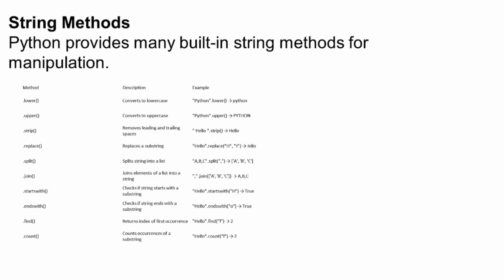Okay. String methods: Python provides many built-in string methods for manipulation of strings. Dot lower, dot upper, dot strip, dot replace, dot split function, dot join function, dot startswith function, dot endswith function, dot find function, dot count function. So these are the functions we should try to learn strings in a better way.